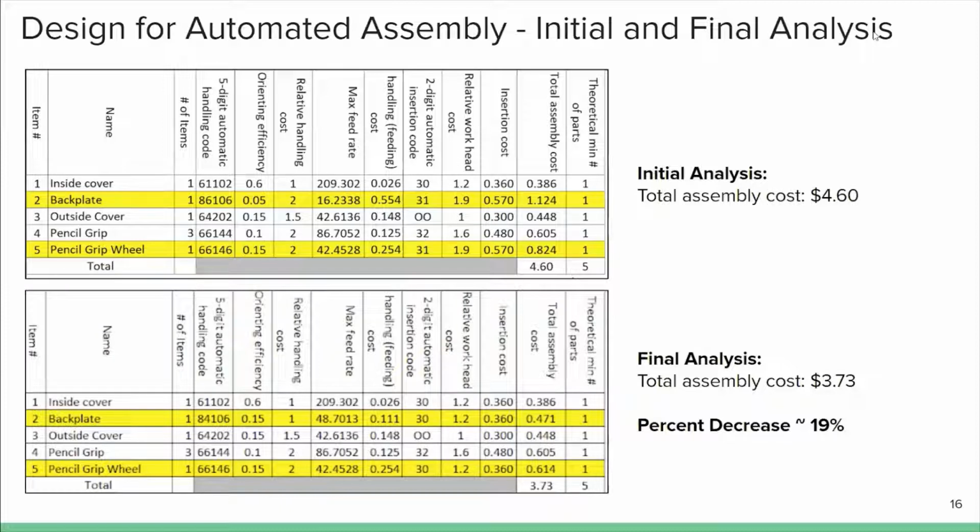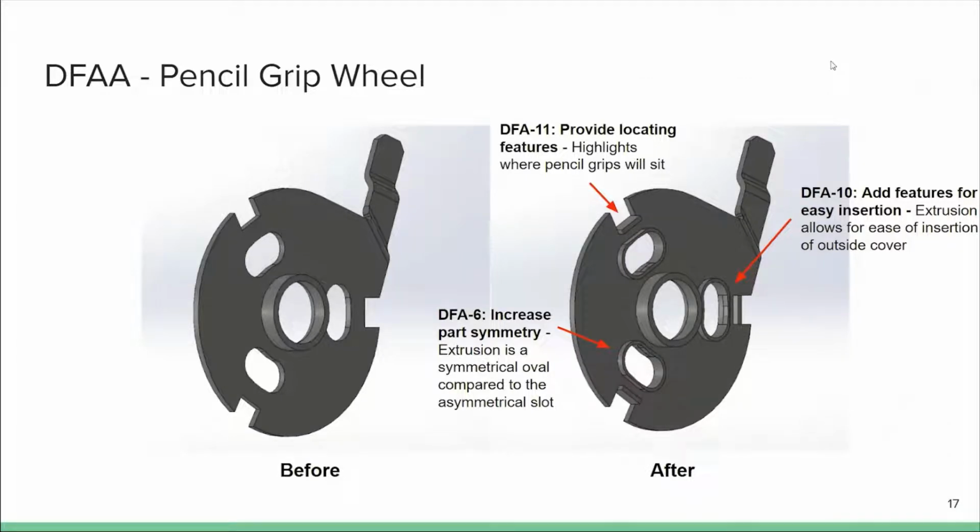Once the backplate and pencil grip wheel were redesigned, the total assembly cost decreased by 19%, with a total assembly cost of $3.73. First, we redesigned the pencil grip wheel.